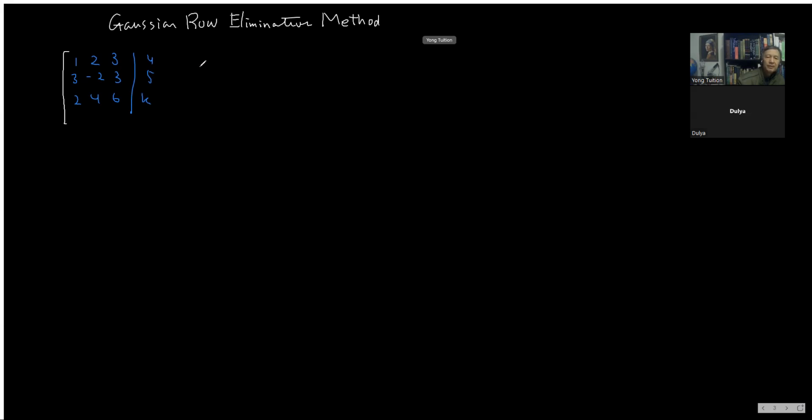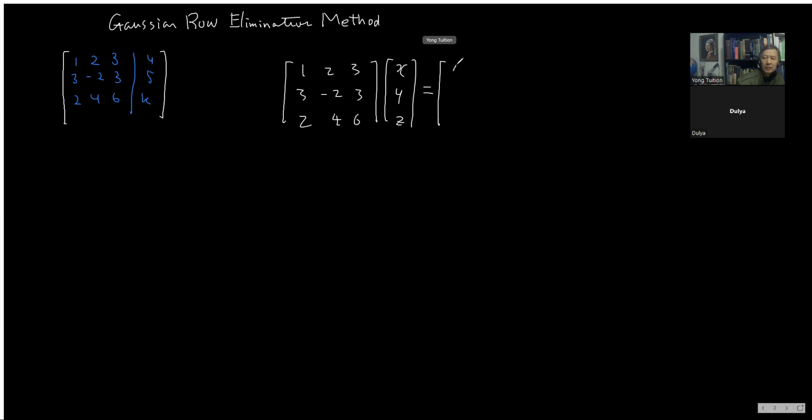This is coefficient. So basically, my understanding, you are dealing with this question, right? You are dealing with 1, 2, 3, 3, negative 2, 3, and 2, 4, 6, right? And multiply, say x, y, z, and equal to 4, 5. Is this k? Yeah, k is there because we have an unknown. Solve for k. You have to solve for k. What is the original question?